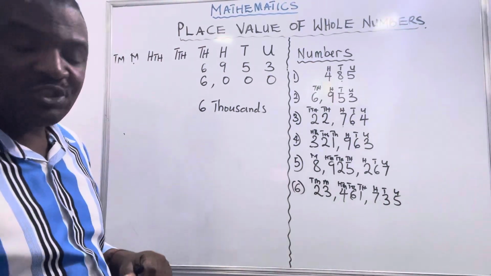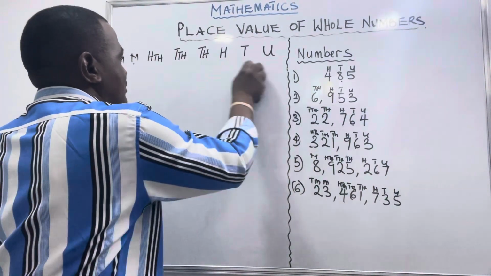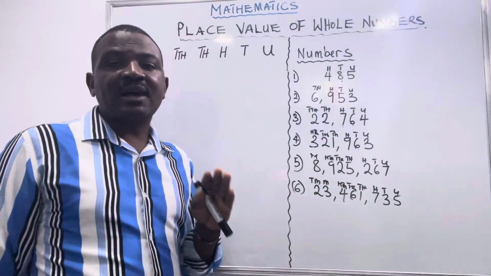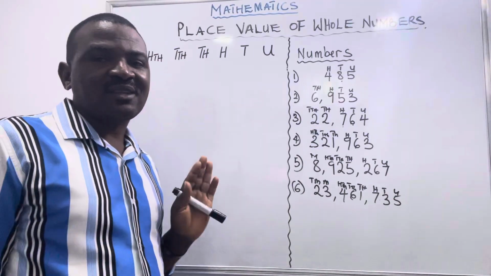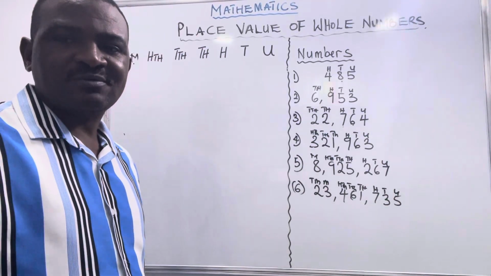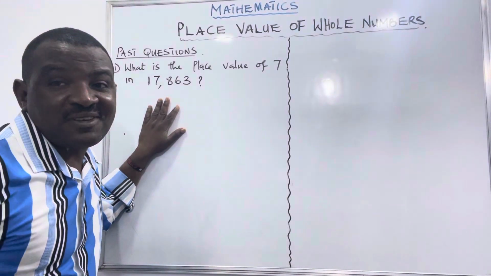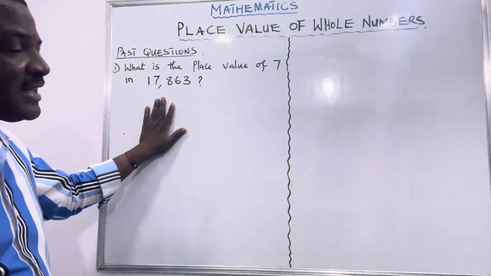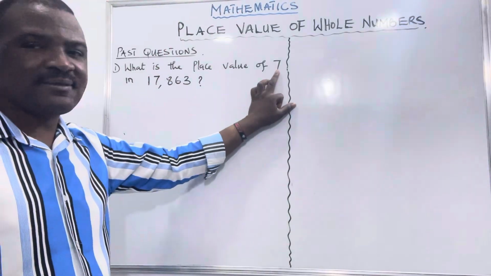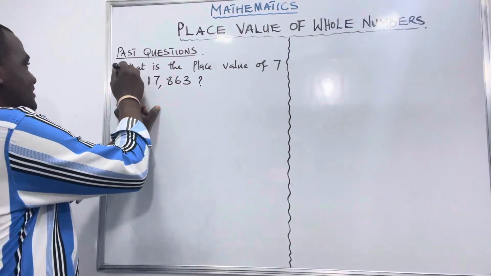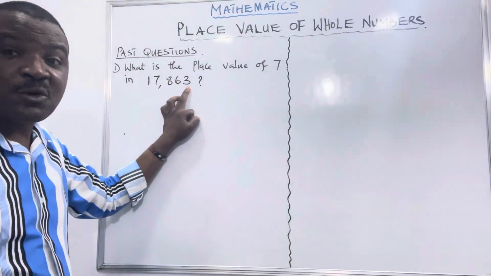Okay, so let's keep this short. I'm rounding up this for very soon. Now, before I round up this one, I want to bring out some past questions on place value of whole numbers, and it's not going to be more than that. Okay, hold on. Now, this question is taken from the conventional exam that you all know. The question says, what is the place value of 7 in 17,863? What do you quickly do?